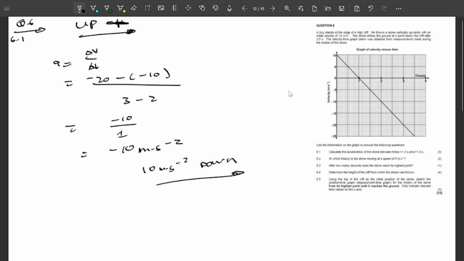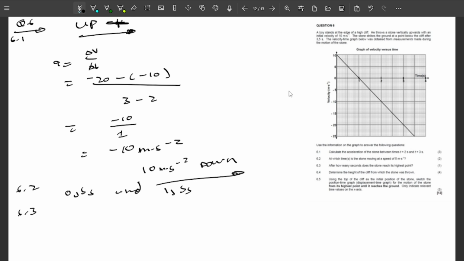Right, moving on to 6.2. At which times is the stone moving at a speed of 5 meters per second? They want you to give the times at which the stone is moving at a speed of 5 meters per second. It can be positive or negative, they don't care, but just give us the time. The first time is 0.5 seconds. How did I find it? Remember, this is 1, so half of this line is 0.5. And the second time is 1.5 seconds. Right? Happy? Happy.